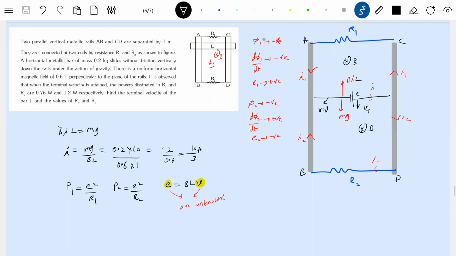Sir, I equals I1 plus I2. Yeah, fine. What is I1 again? Then E equals I into R1 R2 by R1 plus R2.